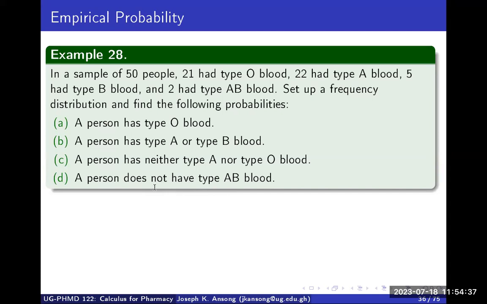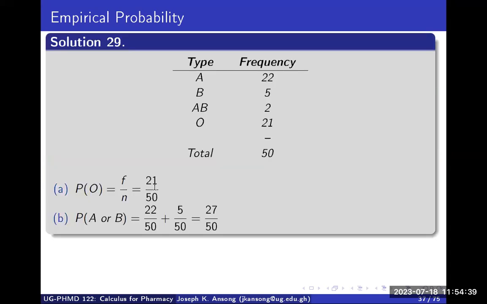So let's set up the frequency distribution table. For type A, there are 22 people. Type B, there are 5. Type AB, there are 2. Type O, there are 21. People with type A and O are the majority. If you add all of these, you should get 50, so that's important.